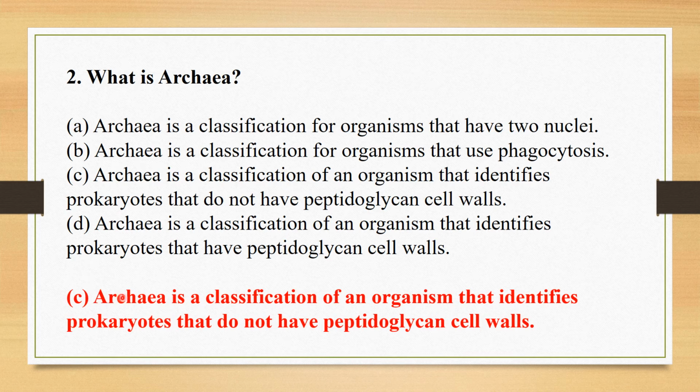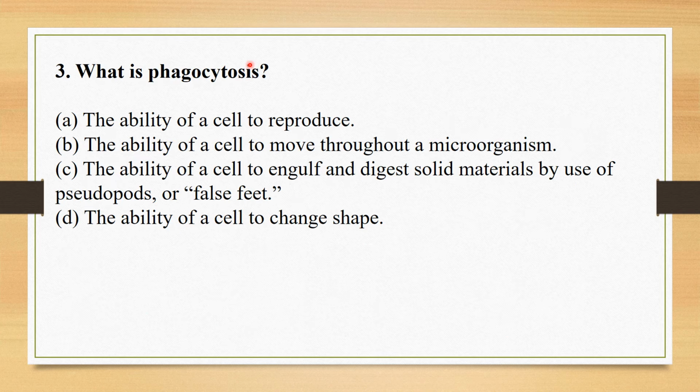Archaea is a classification of organisms that identifies prokaryotes. It is a prokaryote, but it does not have the peptidoglycan cell wall. The cell wall is present, but it is not made up of peptidoglycan. Its cell wall is made up of pseudopeptidoglycan. So option C.